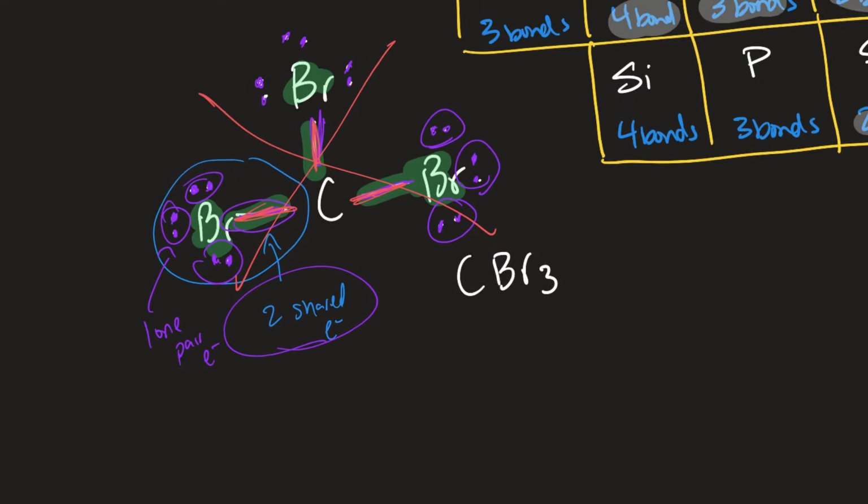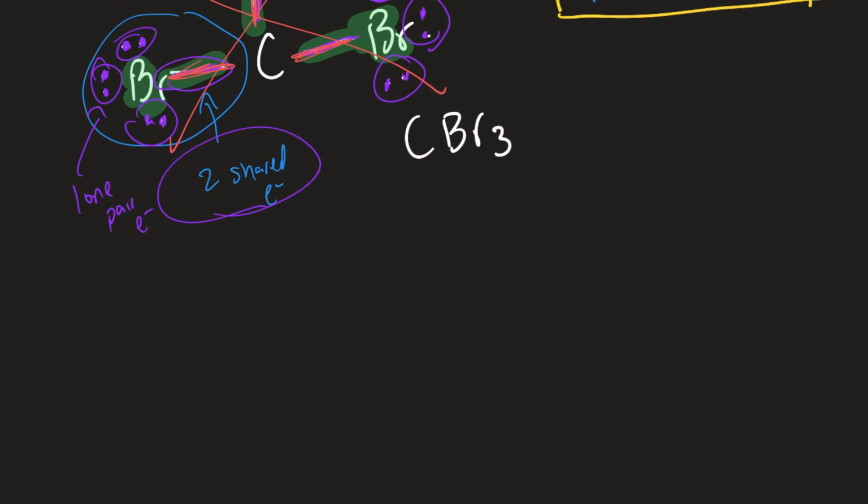Okay, let's look at another example. So let's say we have ICl.